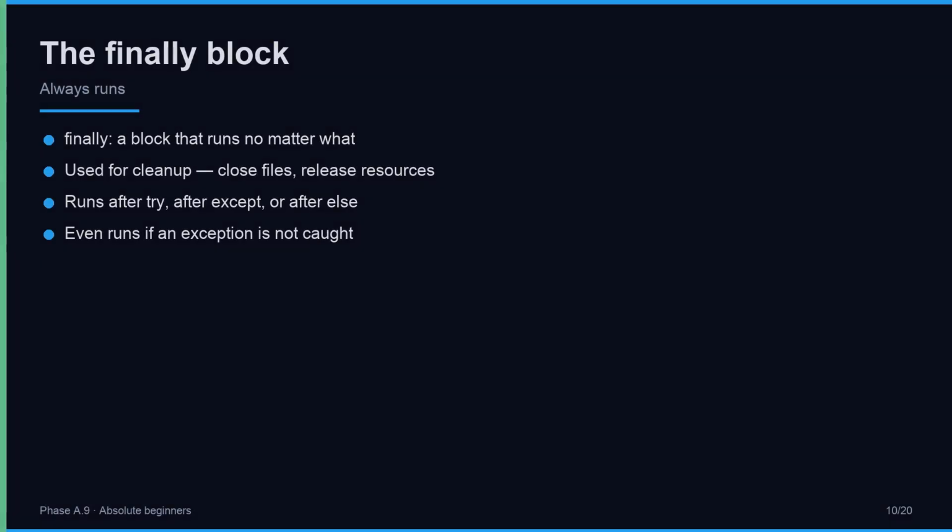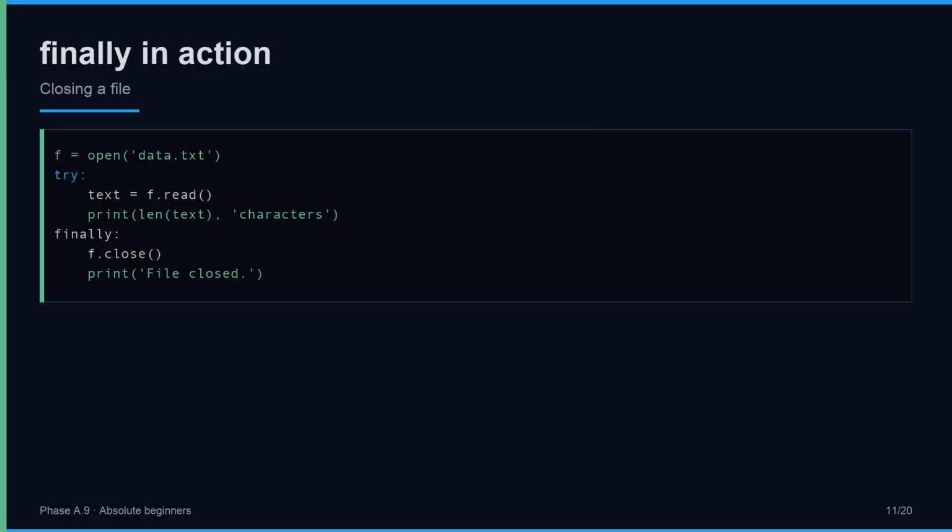All four blocks: the finally block runs no matter what happens in the try. If the try succeeded, finally runs after it. If an except ran, finally runs after the except. If no except matched and the exception is about to escape, finally still runs first. That guarantee makes finally the right home for cleanup, closing a file, releasing a lock, disconnecting from a database, printing a final message. Code that must run goes in finally. Always runs.